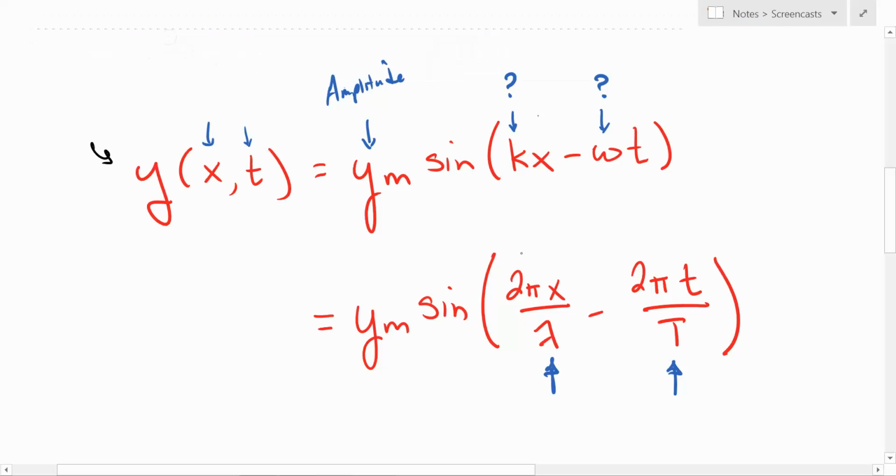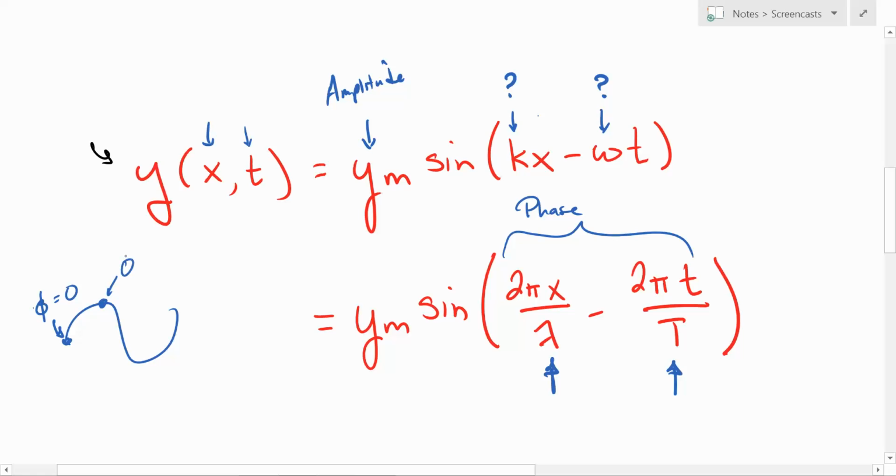Now, this is going to get a little confusing. This entire term is called the phase of the wave. Basically, it's saying where you are in the wave cycle. If the phase is equal to 0, you're at the start of a sine wave. So right here, this point, the phase, which incidentally is usually given as phi, is equal to 0. Here, the phase is pi over 2. Here, 3 pi over 2.